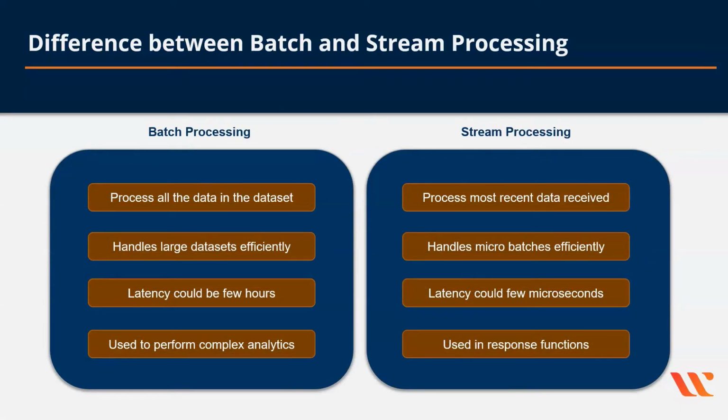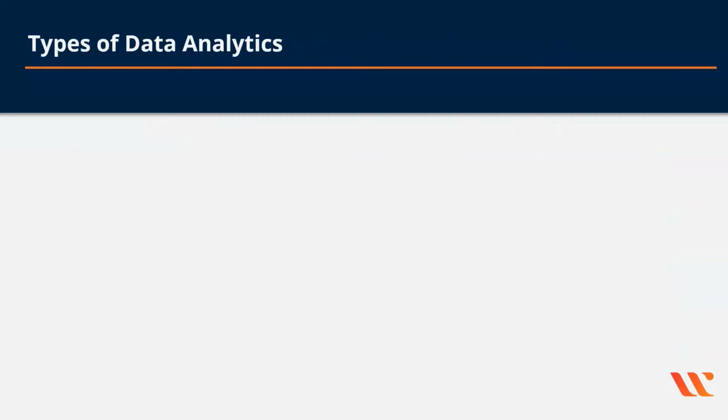Batch processing can process all the data in a dataset. However, stream processing only has access to the most recent data received. Batch processing is used to perform complex analytics. However, stream processing is used for response functions, aggregates, or calculations.